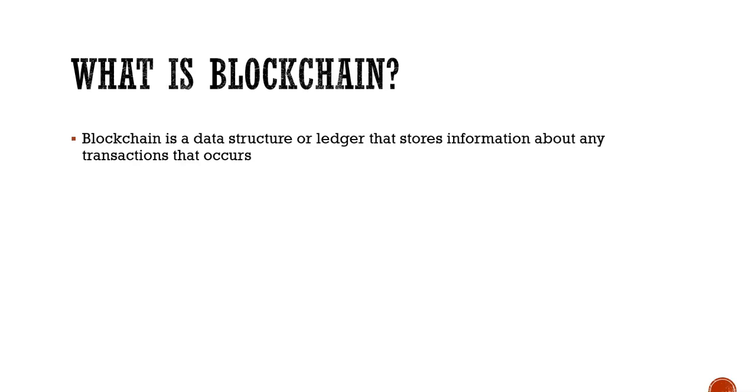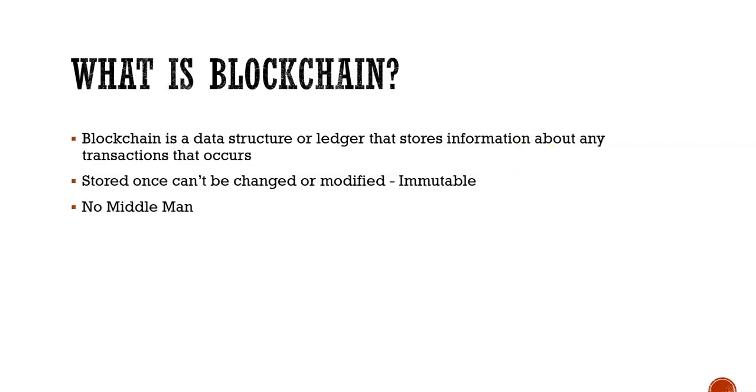What is blockchain? Blockchain is a ledger, and of course, it is a decentralized ledger, and it keeps track of the actions that are occurring. And since it is a decentralized ledger, once stored, the details cannot be modified, which means blockchain is immutable. Immutable means the value once entered cannot be modified. And there is no middleman.